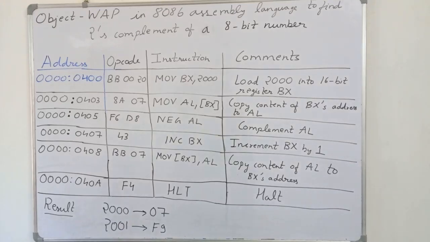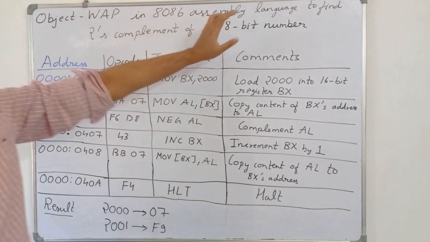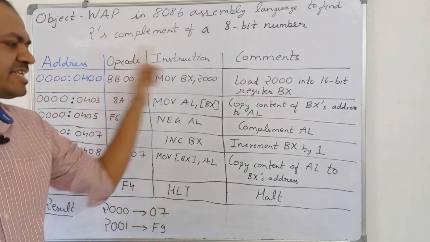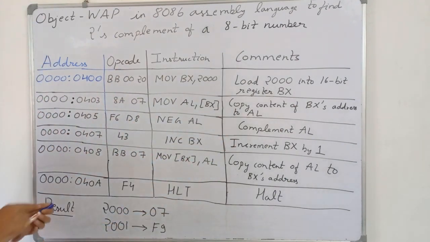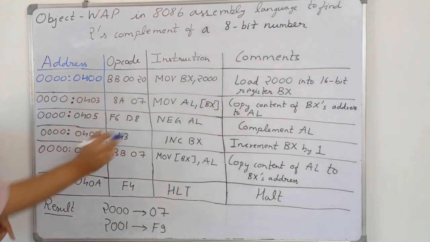Welcome to the video. In this video, we are writing a program in 8086 assembly language to find the 2's complement of an 8-bit number. First, we will understand the program, then we will execute the program using the 8086 microprocessor kit. We will perform the practical on the 8086 microprocessor kit and see how the program is executed using the kit. So first we will understand the program.